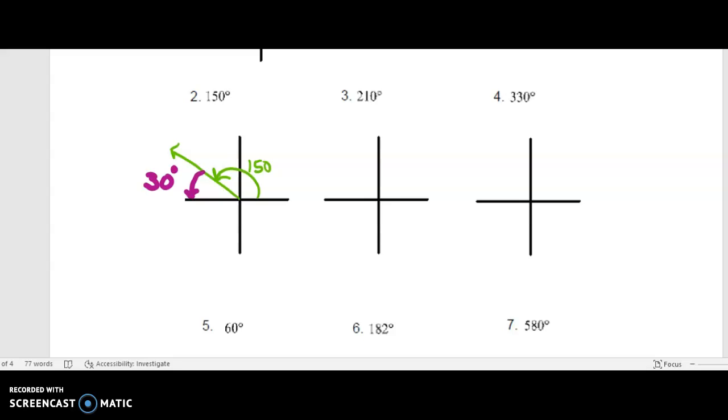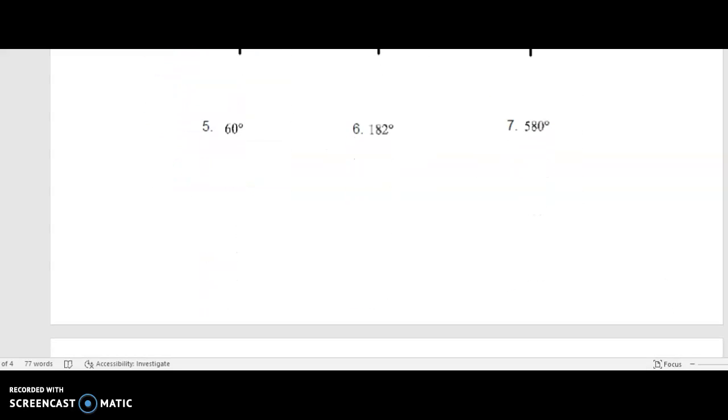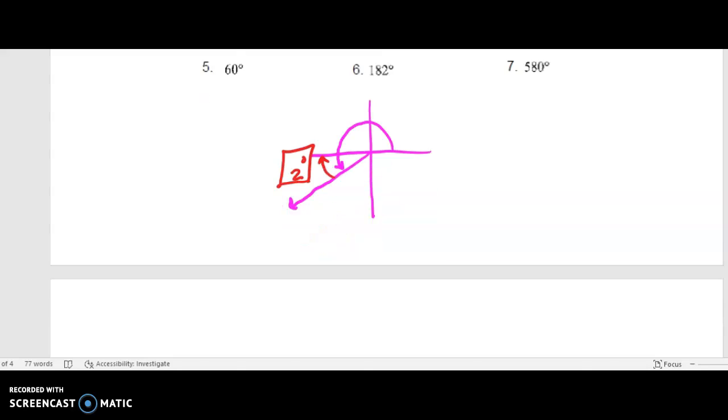All right, I think I have more examples than what we really need. Let's do number 6, a 182 degrees. My reference angle would be 2 degrees. It is the shortest distance back, always positive, but the shortest distance back to the x-axis.